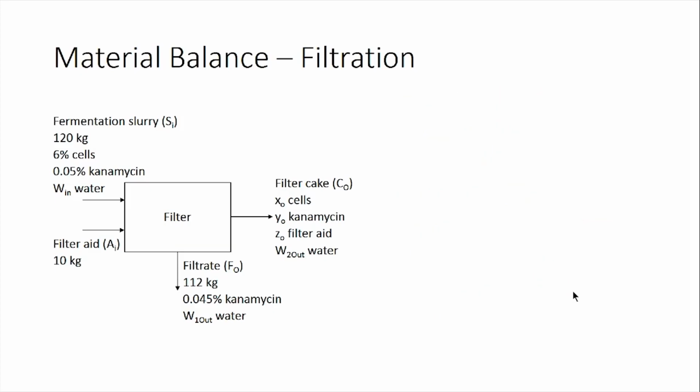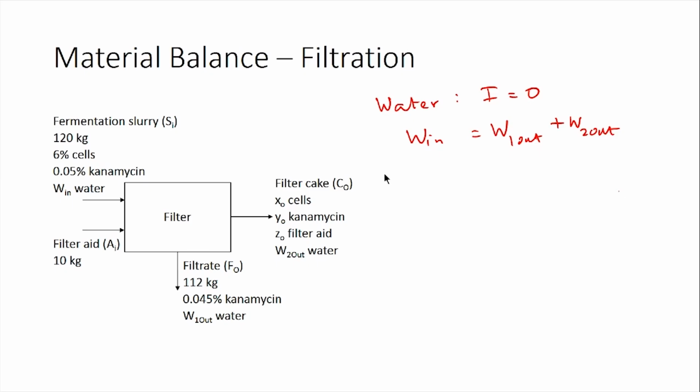Now, the next balance equation we can write would be the water balance. Again, input equals output. Input is through water which is coming in through the slurry. So, we would call that W in is equal to W1 out plus W2 out. Water is entering the system through the fermentation slurry. It has been given that the concentration of kanamycin in the fermentation slurry is 0.05% and the concentration of cells in the slurry is 6%. So, the rest has to be water.